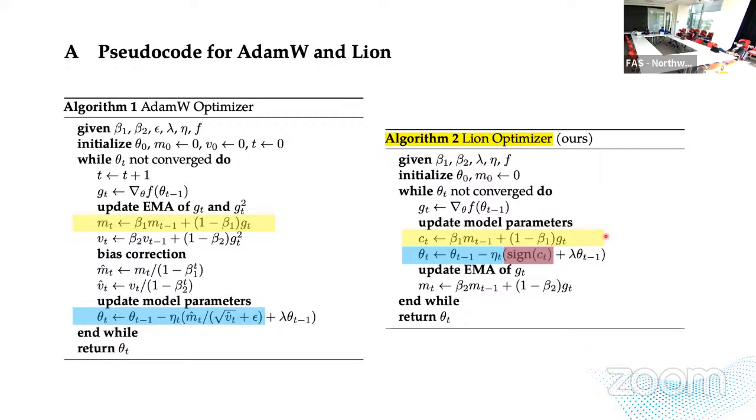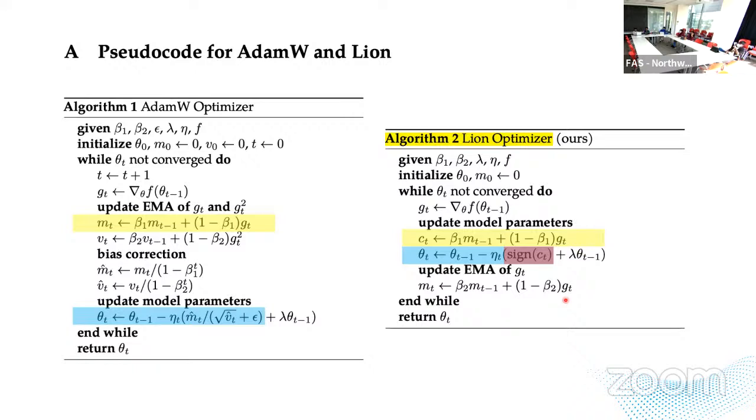But here, in terms of the step execution process, they initially have this linear combination of the past gradients and the current one, and then they send it to the sign function. Then they update the moving average through a separate beta constant. So even though this has just the momentum, it has two constants, two hyperparameters, beta 1 and beta 2.